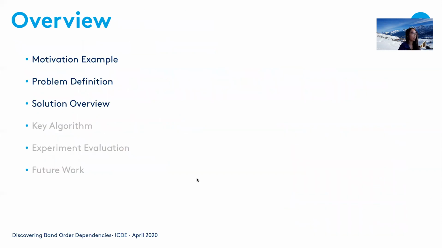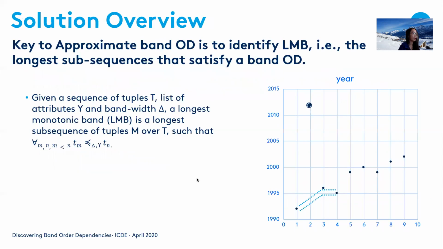The key to approximate order dependency is to identify which subsets of the records are outliers and which satisfy the dependency. To this end, we introduce the notion of longest monotonic band. Let's revisit the motivating example in 2D, where the x-axis represents the record index ordered by catalog numbers, for example T1, T2, and T9, and the y-axis represents the release year.